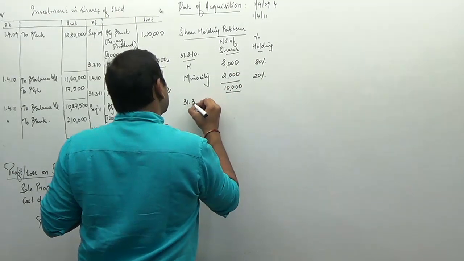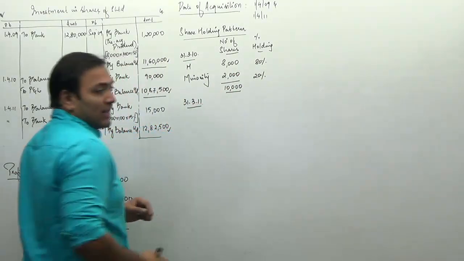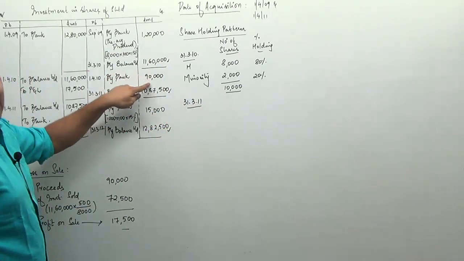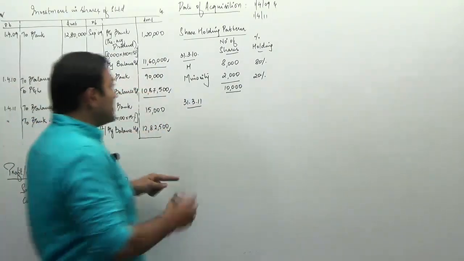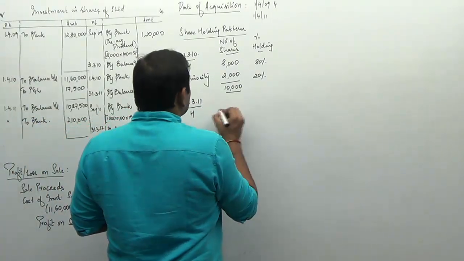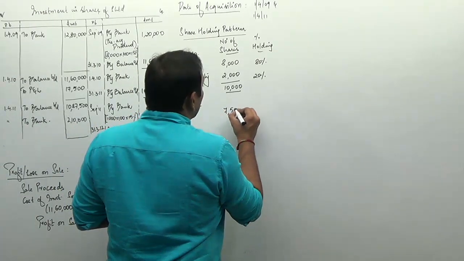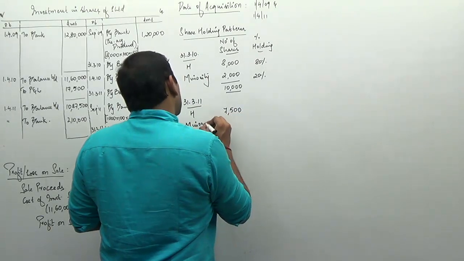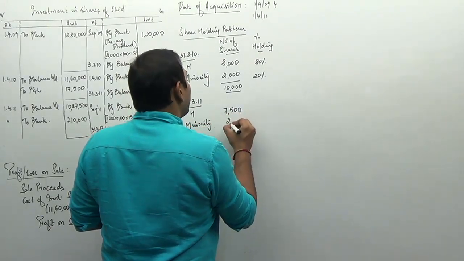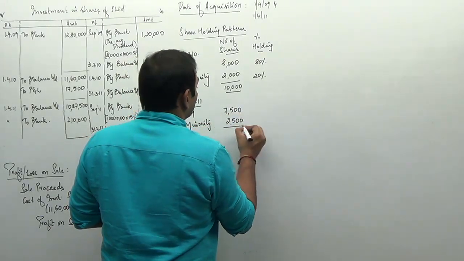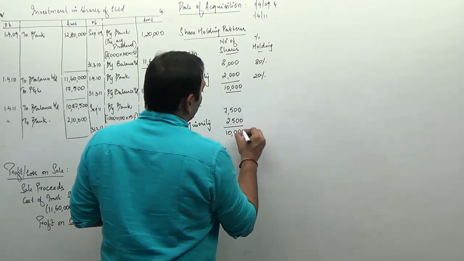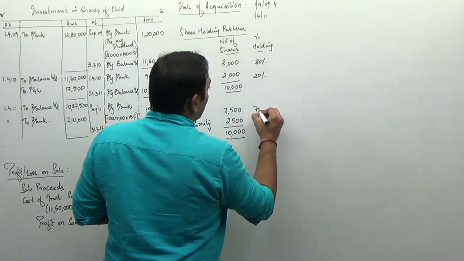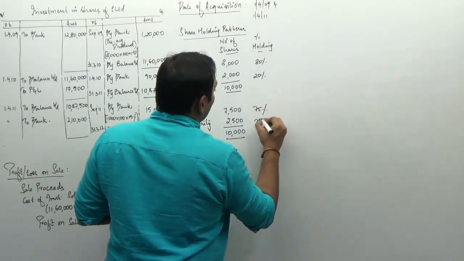But when it comes down to the next year, on 31st March 2011, I sold 500 shares. That means H Limited's number of shares has been reduced from 8,000 to 7,500. So what the minority holds is now 2,500, giving me a shareholding of 75-25.